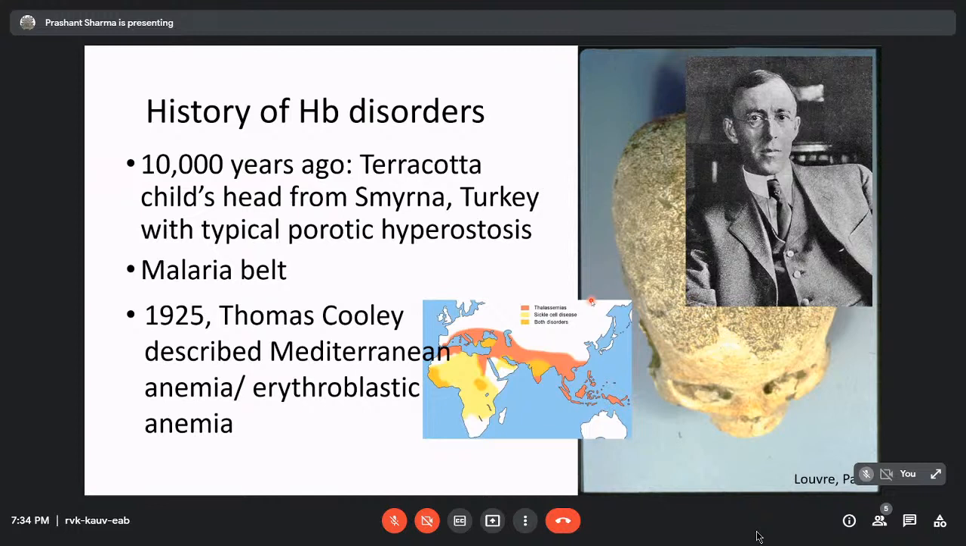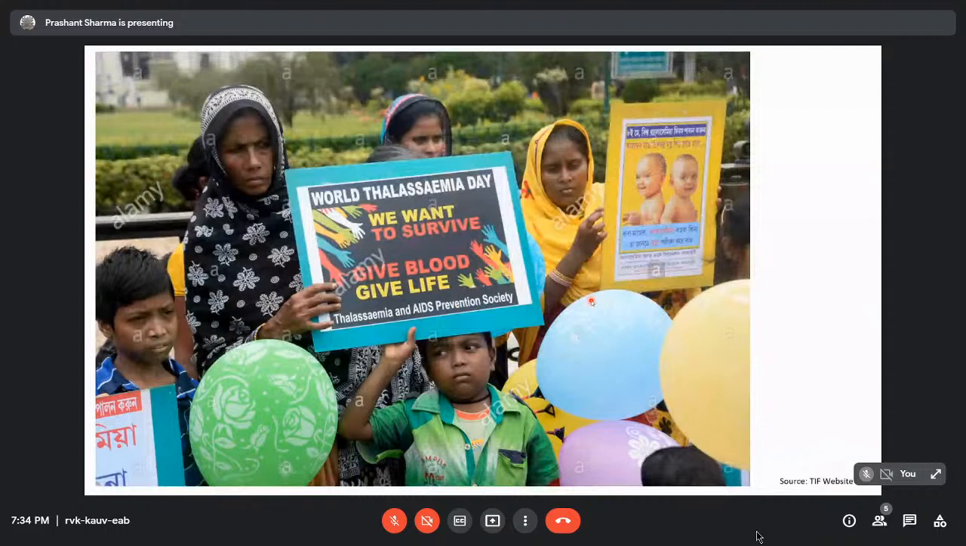So again, these are disorders that have been having their own share of limelight. These disorders, unfortunately, disproportionately affect the lower and the middle income countries of the world. And this is a picture from Bangladesh, where these are children with E beta thalassemia, one of the most common causes of non-transfusion dependent thalassemia worldwide, on World Thalassemia Day.